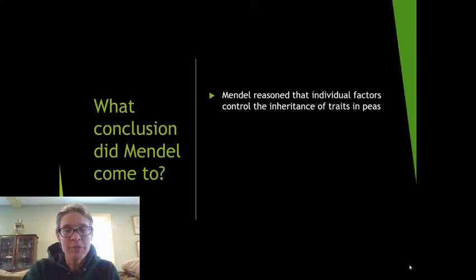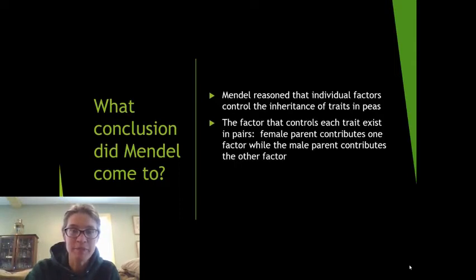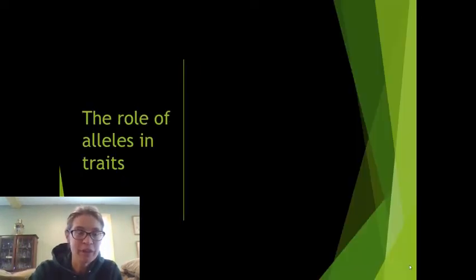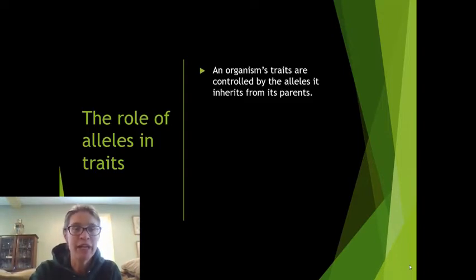He was able to come up with the idea that individual factors control the inheritance of the traits in the peas. And the factor that controls each trait exists in pairs. The female parent will contribute one factor, while the male parent contributes the other factor. And the third thing that he came up with was the idea that one factor can hide or mask the other factor. Now, we know today that those factors that Mendel kept referring to are known as alleles.